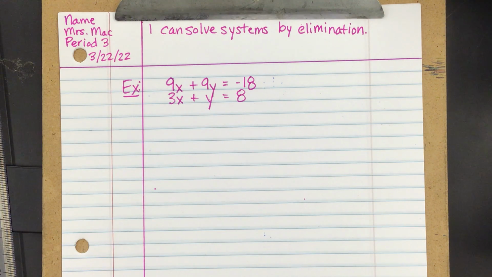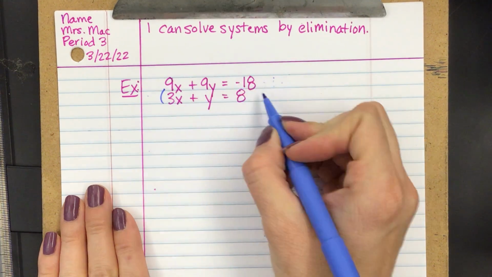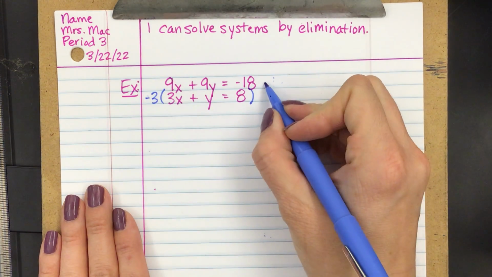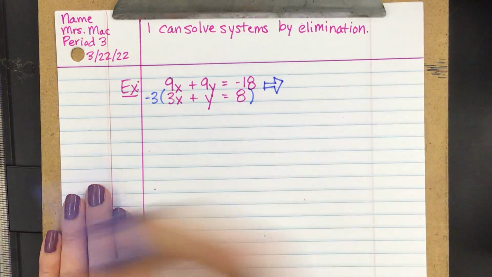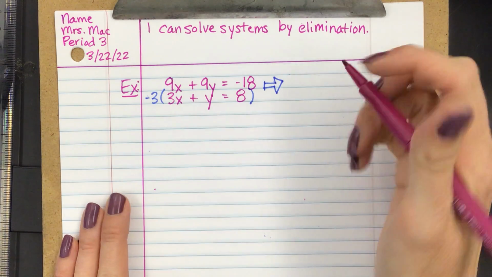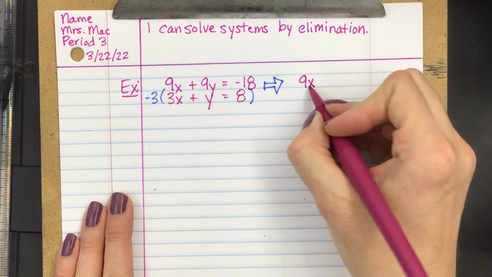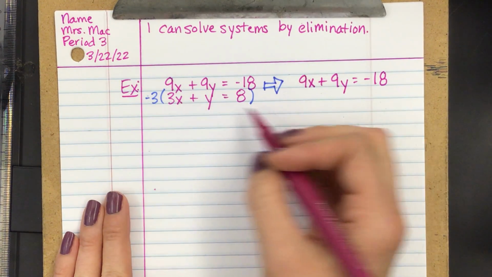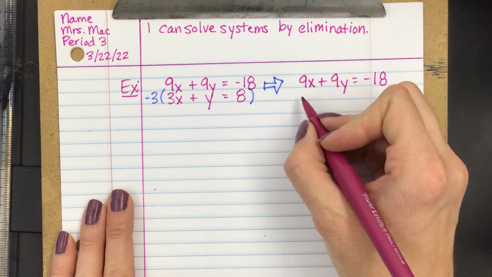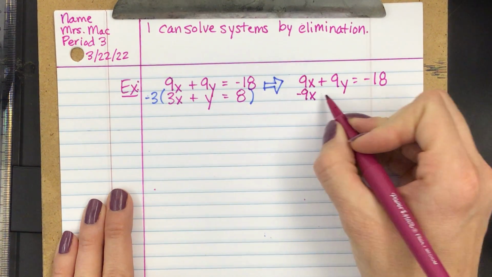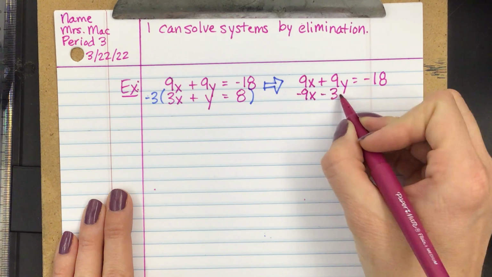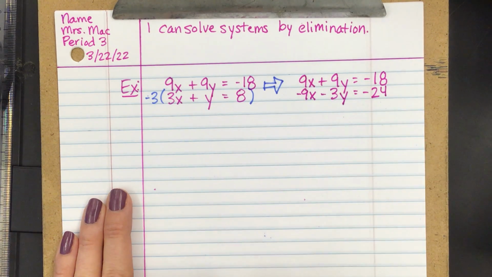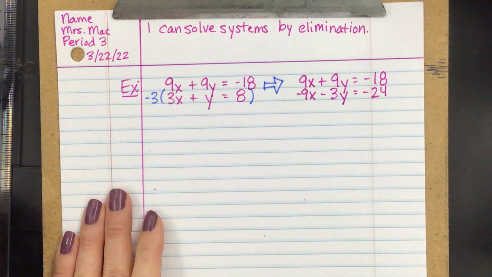I'm going to keep it simple. I'm going to multiply that bottom equation, the whole thing, by negative 3. The top equation stays the same. We didn't do anything to it. And I'm going to multiply the whole bottom equation by negative 3, so this will be negative 9x, negative 3y is equal to negative 24. Every single thing in my equation gets multiplied by negative 3.